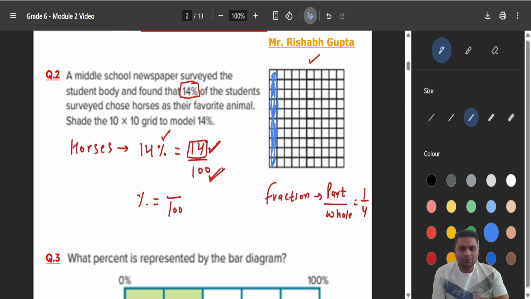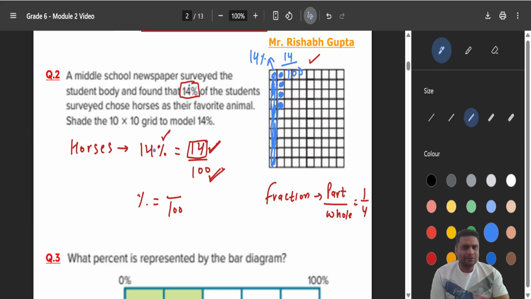Okay, first of all. And then I need 4 more. So I will color 1, 2, 3 and 4. So this represents what? 14%, or I can say 14 out of 100. Simple. So again, what are you going to do?